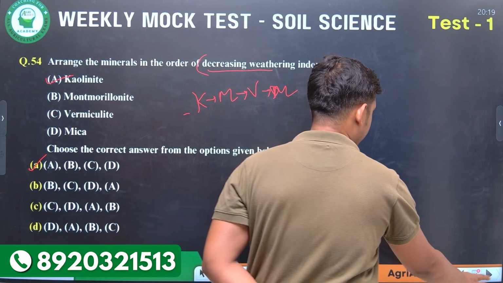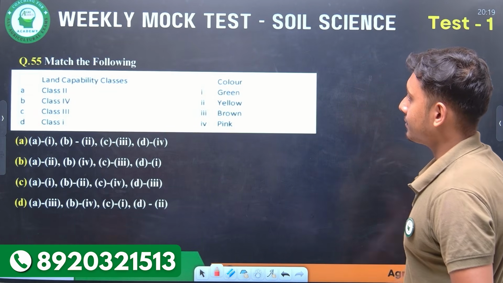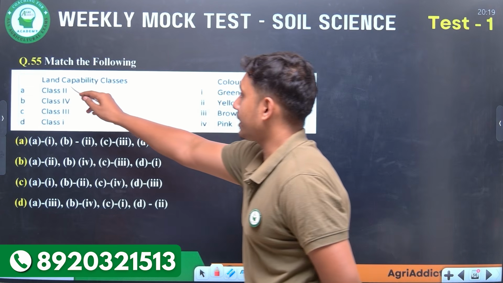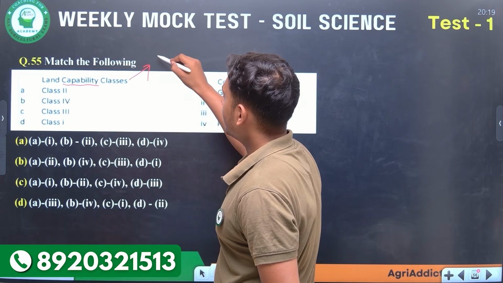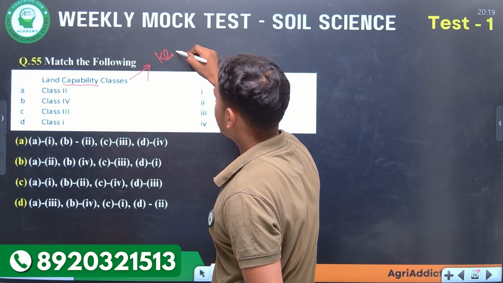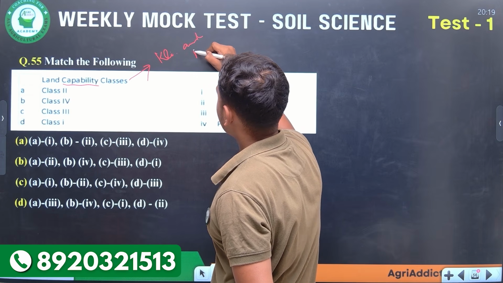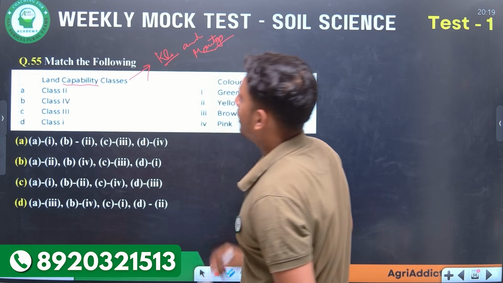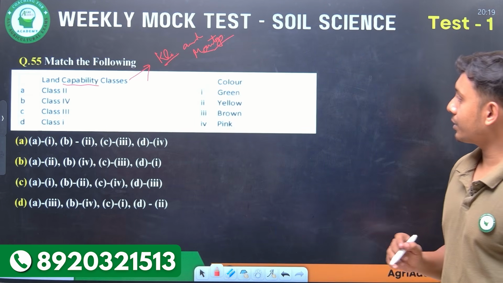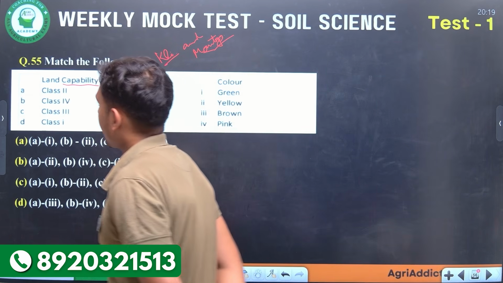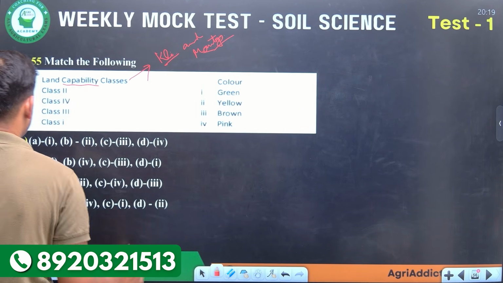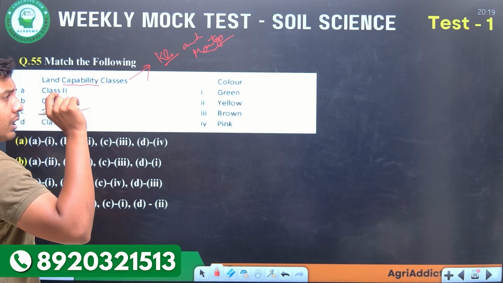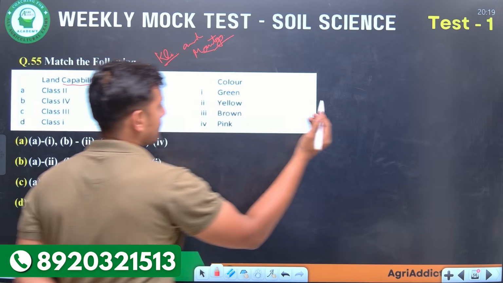Now comes the next question. Again, a matching question. These are the land capability classes. We know that it is given by Klingbeil and Montgomery. We have to remember the Klingbeil and Montgomery land capability classification. So we have to match the colors. Okay, first comes class 2. There is a formula to remember all the colors.